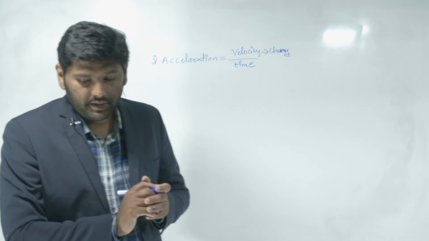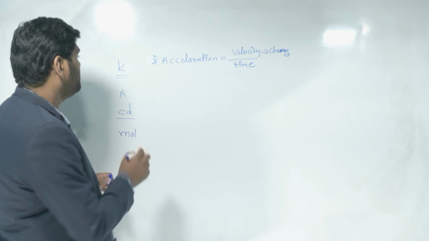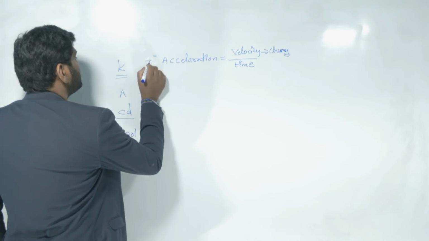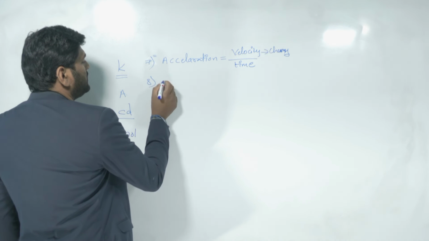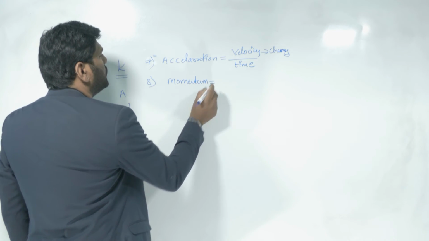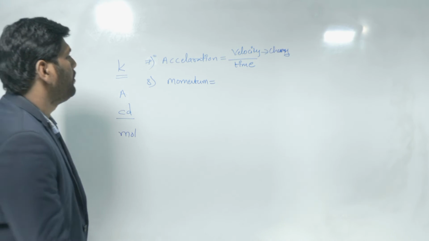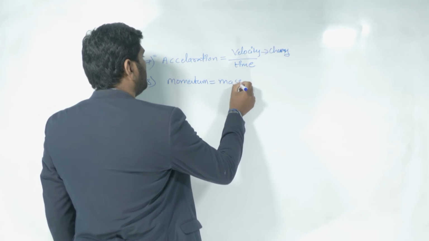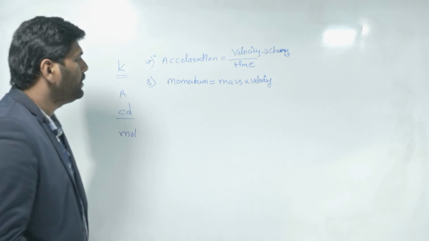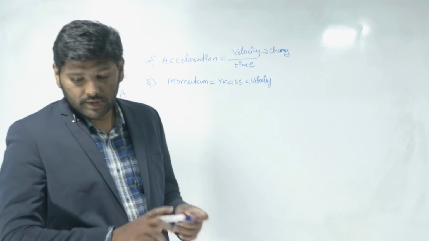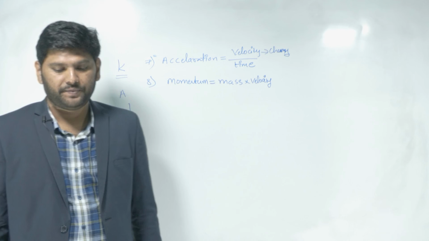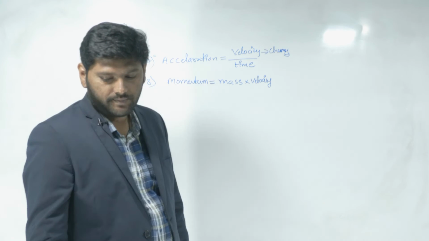And next, the general formula for momentum. This is the eighth question; the acceleration one was the seventh. Momentum is equal to mass into velocity. Now look at the options, which one is showing the same thing? Yes, the fourth option is showing the same. So the fourth option is our answer.